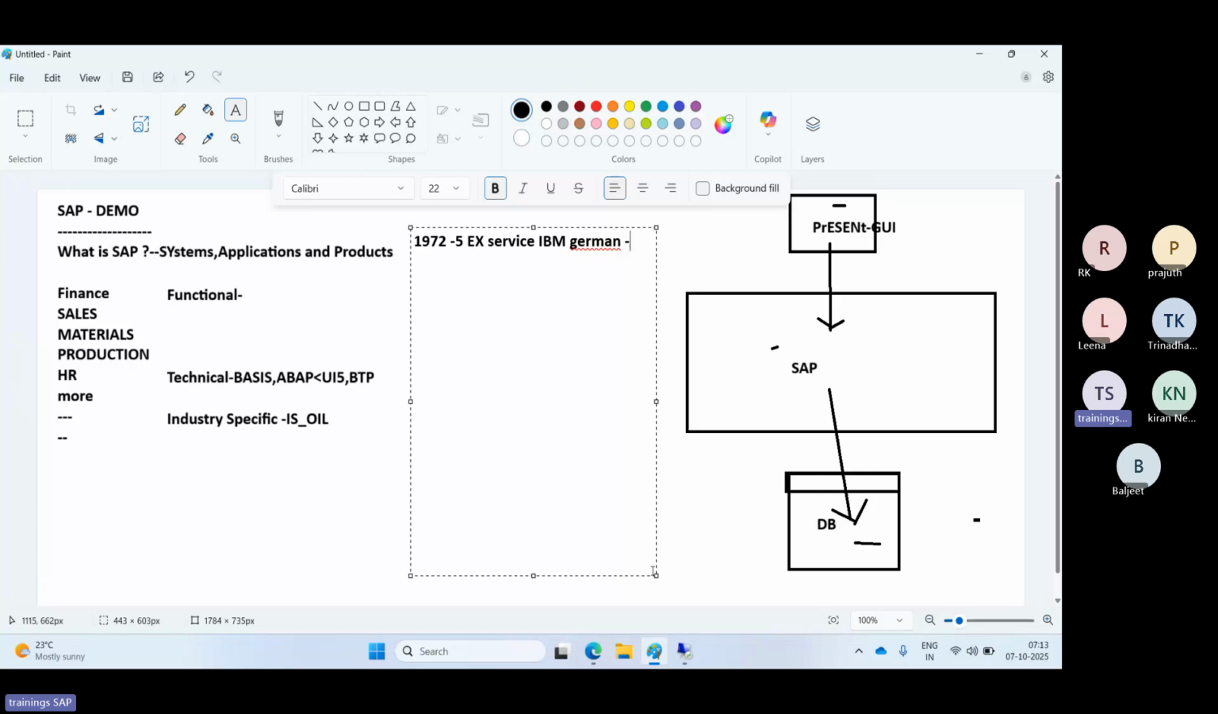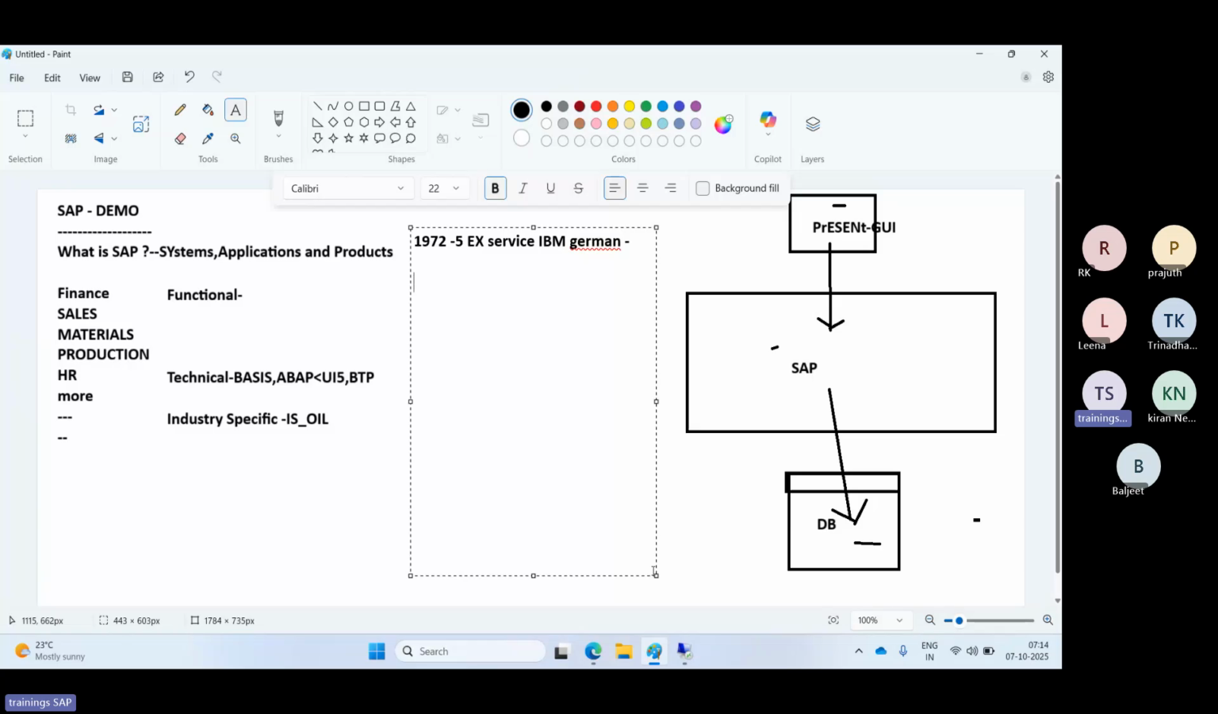The company is the world's largest vendor of ERP. In 1972, five ex-IBM people founded it. From there, a lot of changes happened at the application level and the DB level.